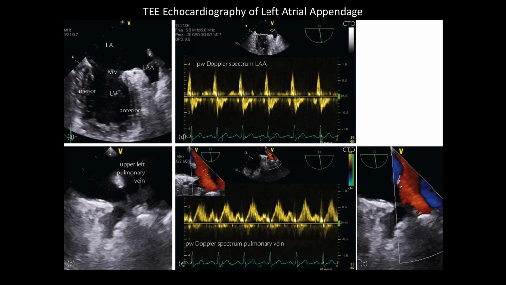However, it gets rid of the problem of having to see through the ribs, right? Because now you're in the esophagus. And the esophagus, as you go by, the heart is right next to the esophagus. Right? So when you look up, there it is, right? There's nothing in between you and the heart. And so this is called transesophageal echocardiography.